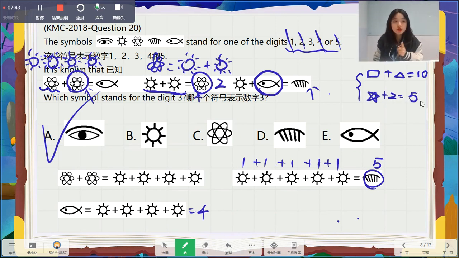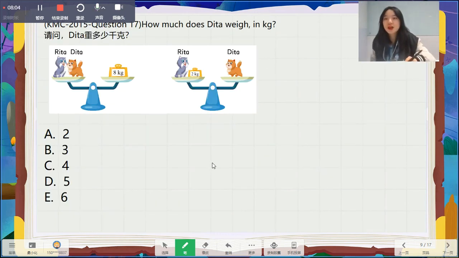In this way, could you please tell me what's the value of the star? I think most of the kids can. The star is equal to 3. So you see, when there is only one shape, we can know its value directly. That's why we try to reduce the number of shapes. Okay, and let's see the last question.